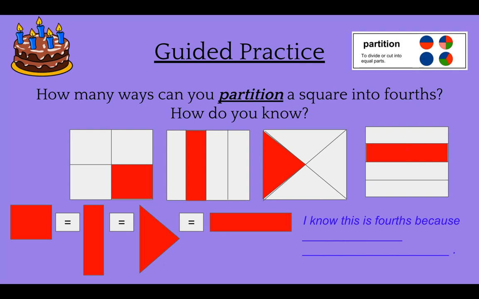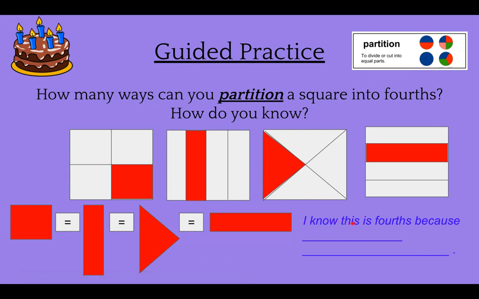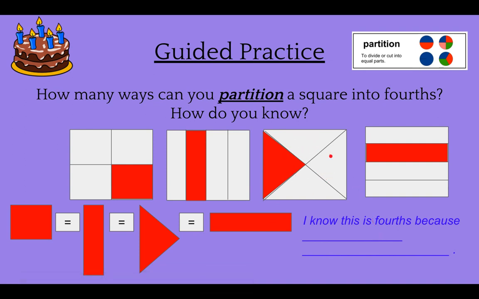Here we have this square partitioned into 4 rows, and here is 1/4 of the square. So if I pulled out each of these shapes, that should mean that 1/4 is equal to 1/4 is equal to 1/4 is equal to 1/4. And I know this is 1/4 because each shape has an equal share.